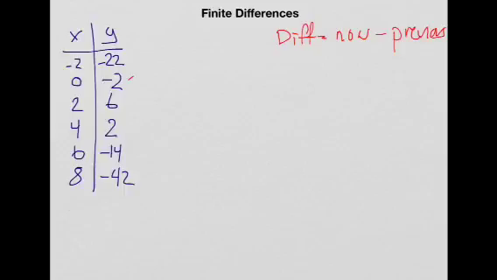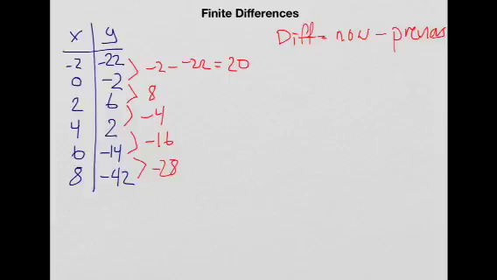So when we do this difference, we're going to do -2 minus a -22, or 20. So 6 minus a -2 is 8. 2 minus 6 is -4. -14 minus 2 is -16. -42 minus a -14 would be -28.